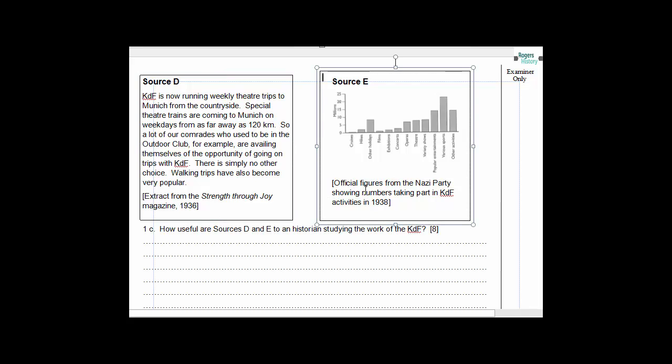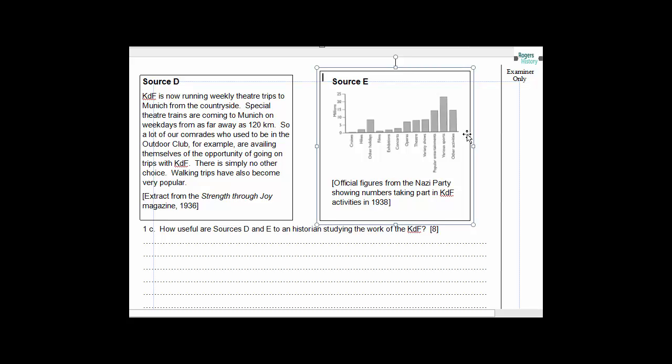Again, source E, it may be official figures, but it's taken from the Nazi Party. So again, it could be biased. They could have been fabricated to make the regime look attractive. It's showing the different activities that are available through the KDF and the uptake on those activities. Have those figures been embellished? Have they been exaggerated by the Nazis to make themselves look better, to make the KDF look better? These are the kind of questions that you need to ask when you're answering this question.